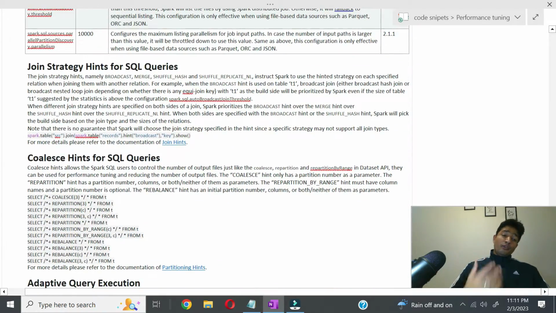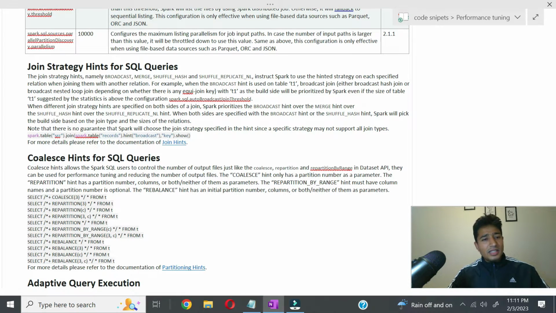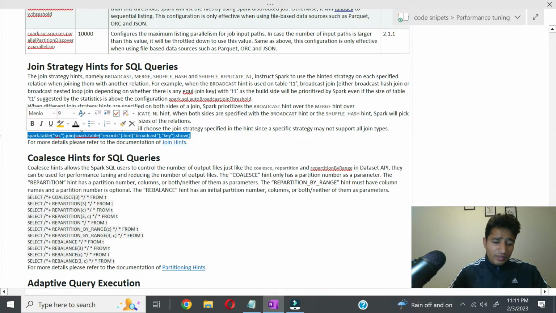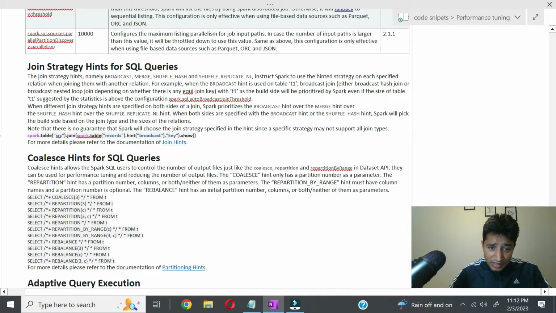Okay, we can give join strategy hints in SQL queries. For example, there are different join strategies such as shuffle hash, merge join, broadcast join, replicate, right? Shuffle, replicate, NL. What you can do in Spark, you can give a hint using this. If you want to give a hint, you'll say dot hint, then you'll say broadcast. It means Spark will try to implement that hint if possible, right?